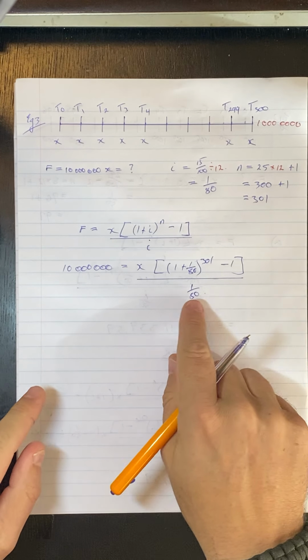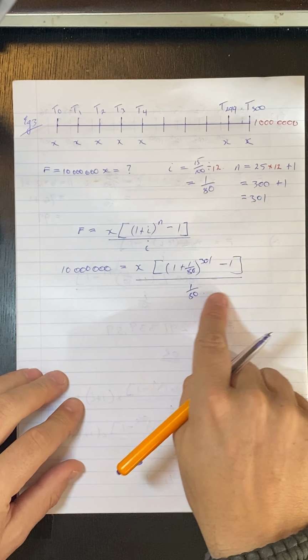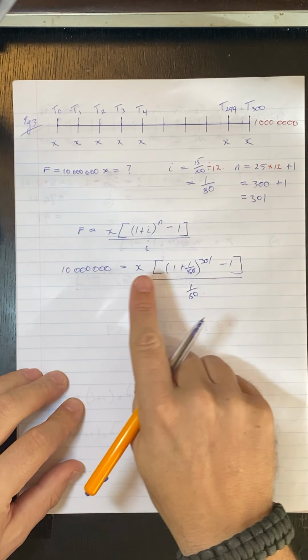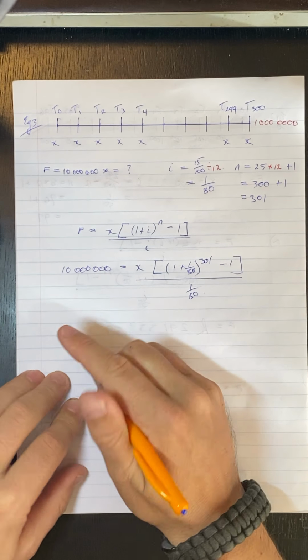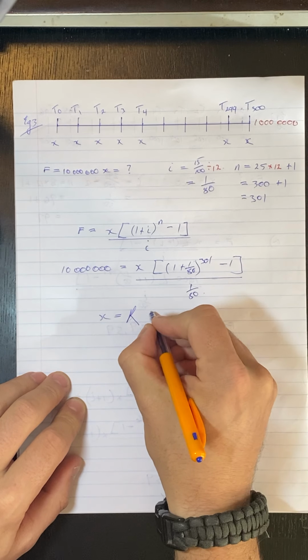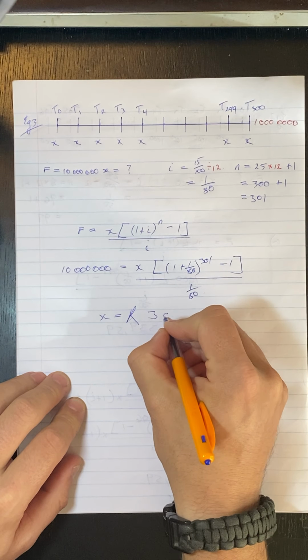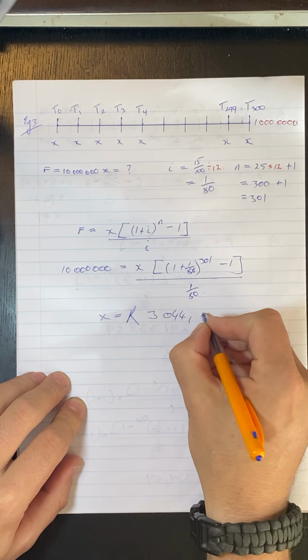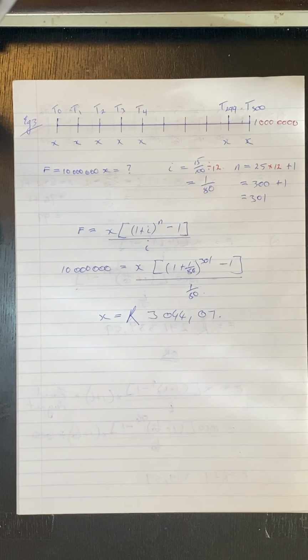Okay, so just like normal, I'm going to work out what this is in the calculator, and then I'm going to say 10 million divided by that, and we will get that x is equal to 3,044 Rand and 7 cents.